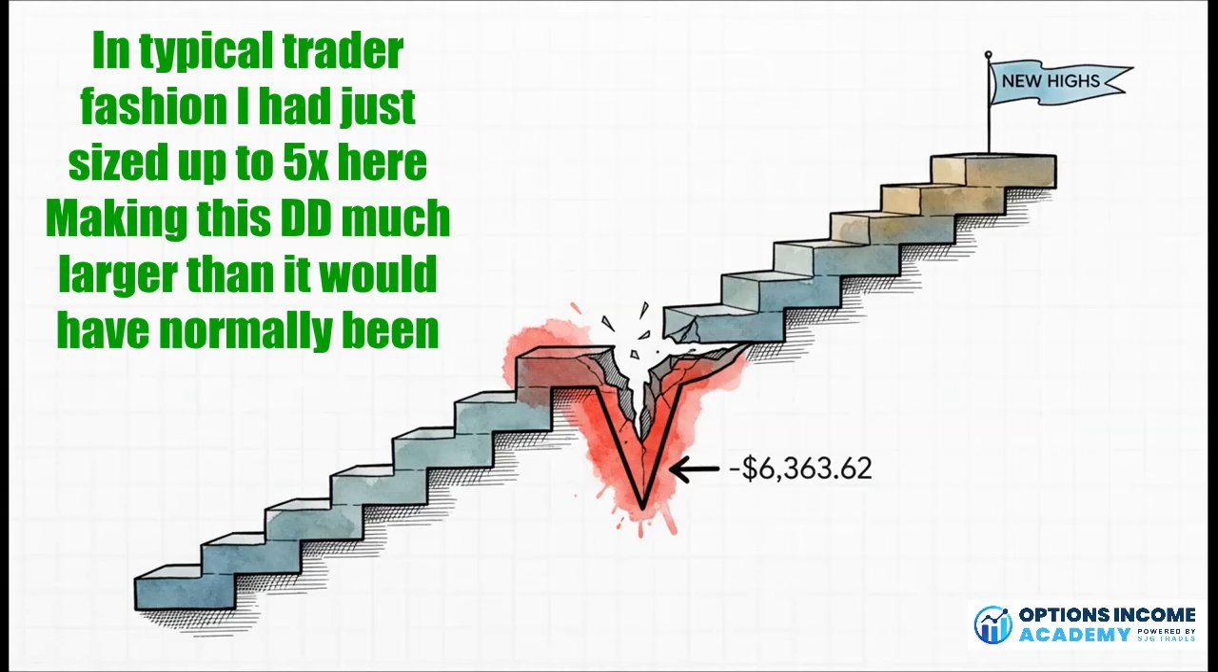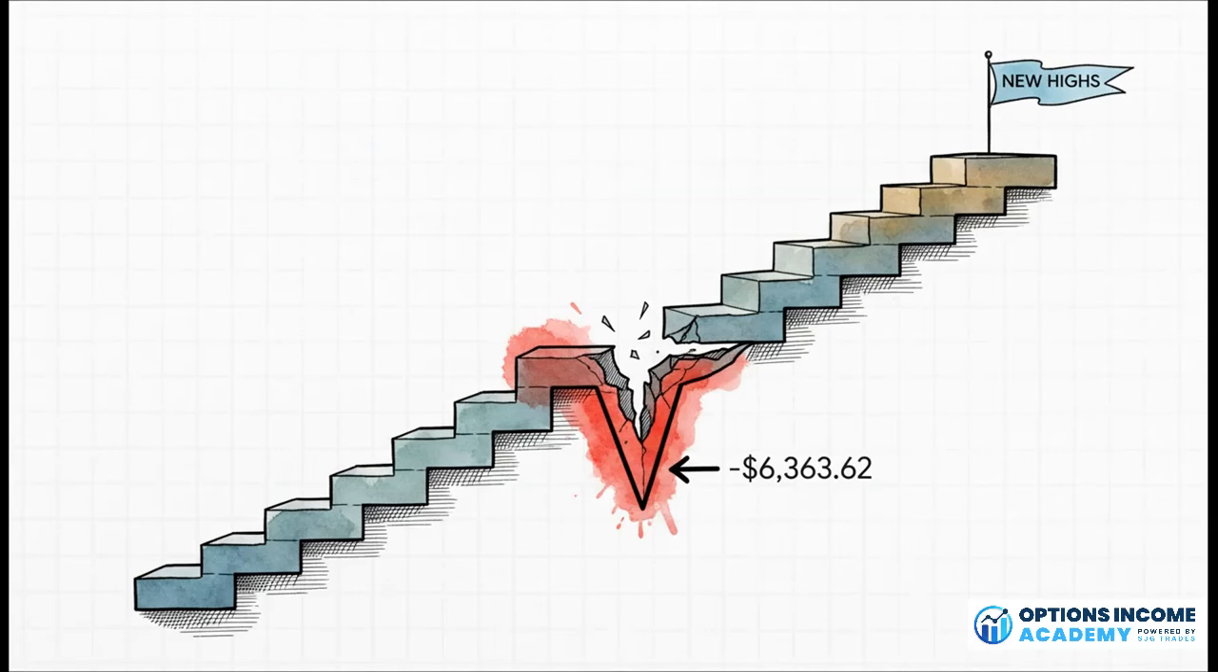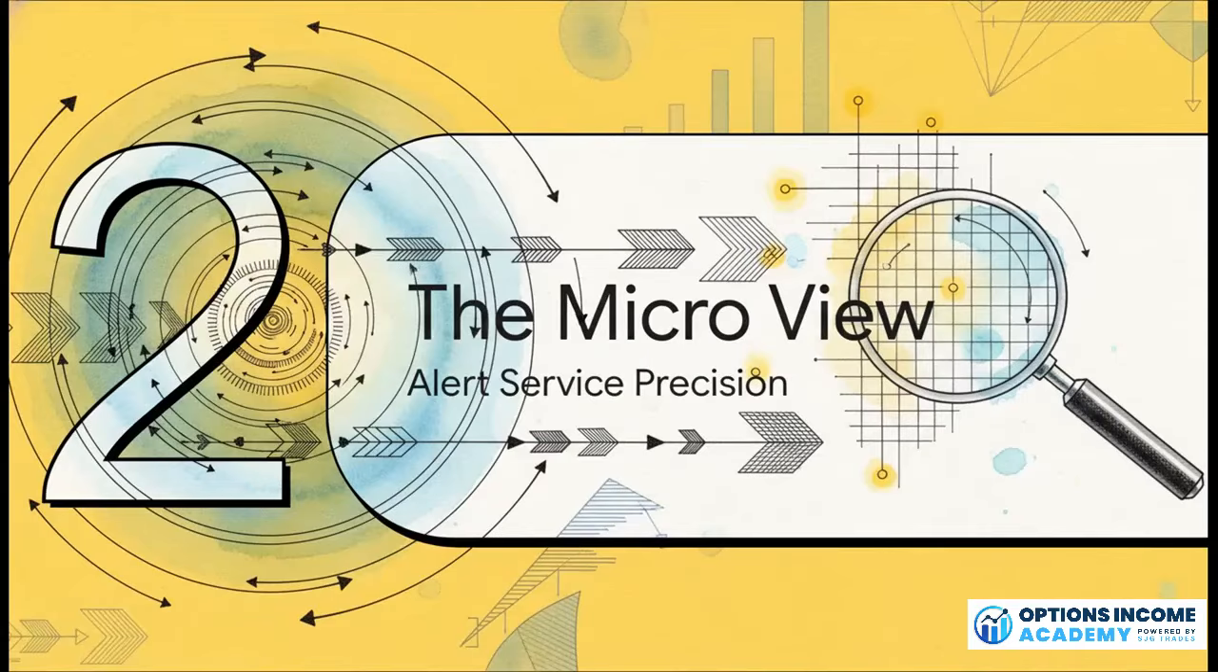But here's the most important part. The strategy handled it. It recovered fast and pushed on to new all-time highs before the year was over. That's what resilience looks like. Okay, so we've seen the power. Now let's zoom in and look at the precision.